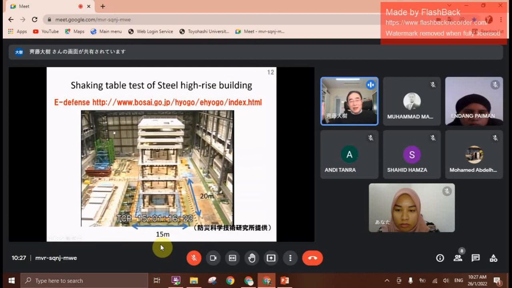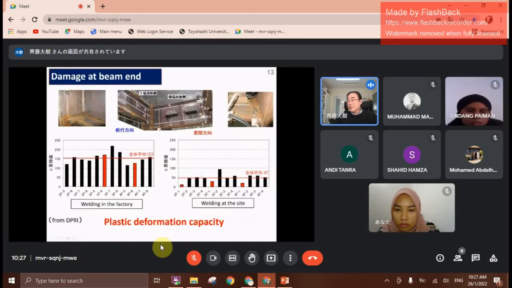Now you can hear the noise. It is the noise of fracture of the steel elements. The size of the shaking table is 15 meters by 20 meters, a very big shaking table. After this test, we found some damage to the beam ends, especially the welding part. We compared welding in the factory and welding at the site by hand. This graph shows a kind of plastic deformation capacity. If this value is high, it means it can resist plastic deformation. So welding in the factory is much better than welding at the site.